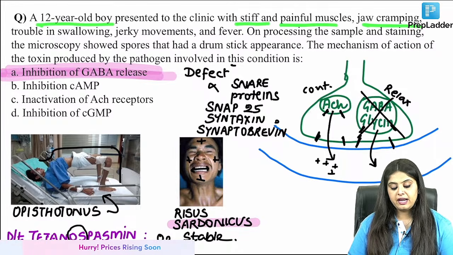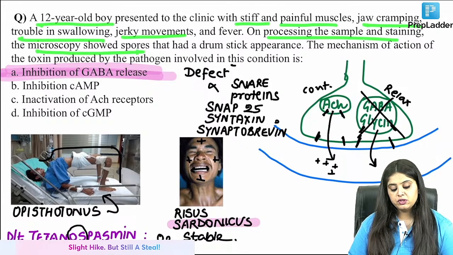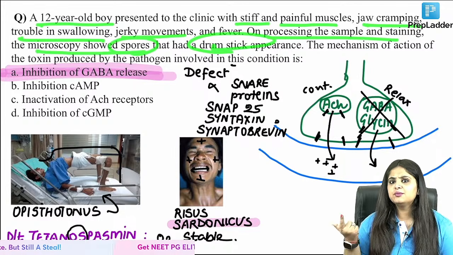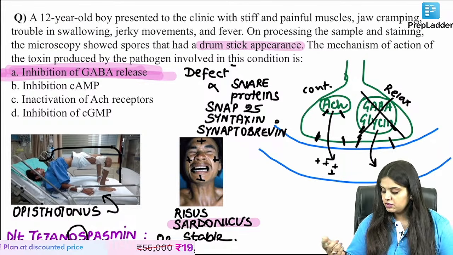Painful muscles, jaw cramping, not able to swallow, jerky movements. On processing, the microscopy shows spores with drumstick. Drumstick was tetanus. And what is the mechanism of tetanus? Inhibition of GABA and glycine.